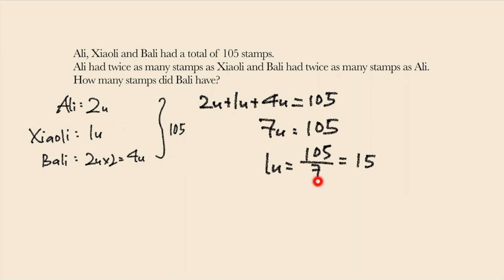1 unit, divided by 7, that's 15. Then look at this side here, we're interested in Bali's share, that's 4 units. So that's 4 times 15, giving us 60.